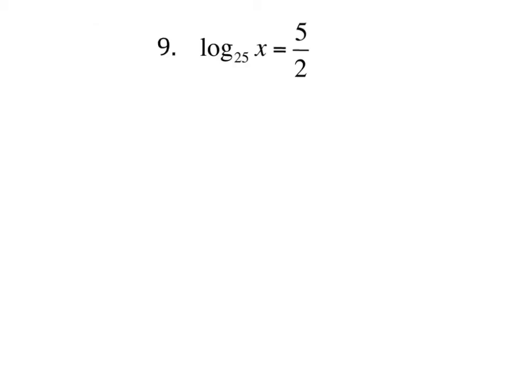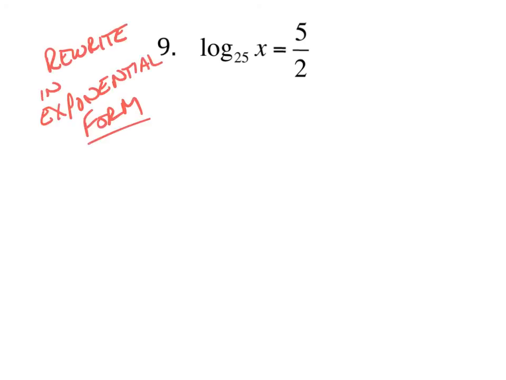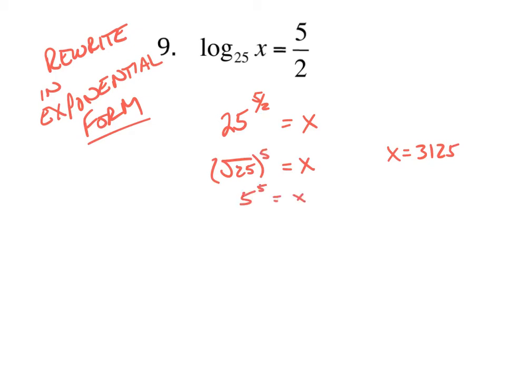This problem is going to change our pace a little bit. We don't have two equal logs. We're not going to set things inside of logs equal to each other. Instead, we're going to rewrite in exponential form. If I take this and rewrite it in exponential form, we'll have 25 to the 5 halves power is equal to x. Your calculator will tell you that's 3,125. If you want to remember how that's 3,125, remember the half power is talking about a square root. So really what I have here is 5 to the 5th power. That's my 3,125 that x is.